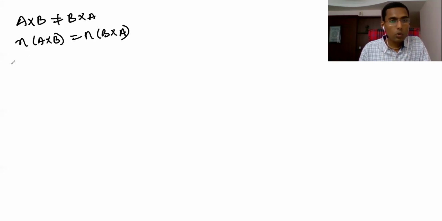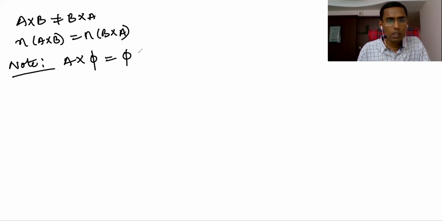One thing you should note is that A cross phi equal to phi only, equal to phi cross A. A cross phi or phi cross phi is empty set. If you put one empty set, ordered pairs, what you get? You will not get anything. Hope you understand this one.